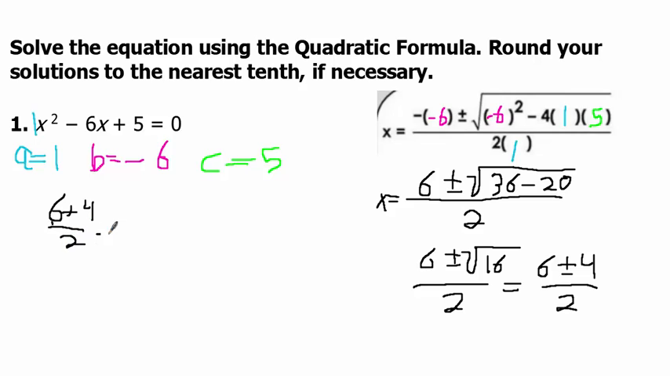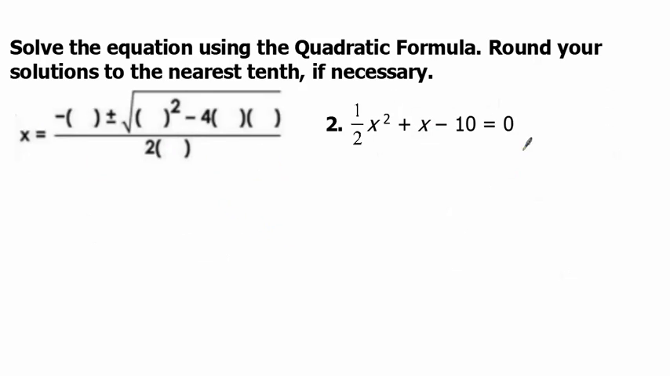So I have 6 plus 4, then divide by 2. That's going to be 10 divided by 2, which is 5. Then I also have 6 minus 4 divided by 2. 2 divided by 2 is 1. There are my 2 solutions. I could have solved this by factoring, which would have been much faster. Not everything factors.